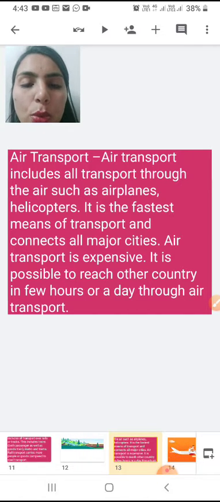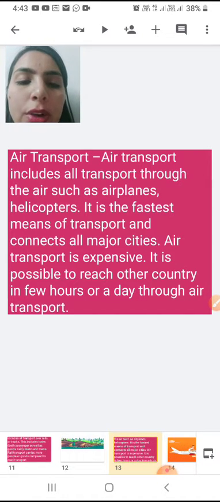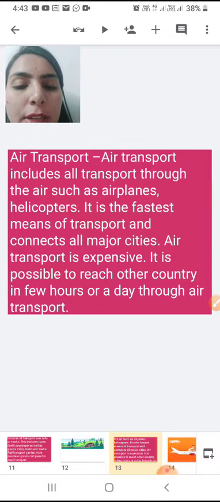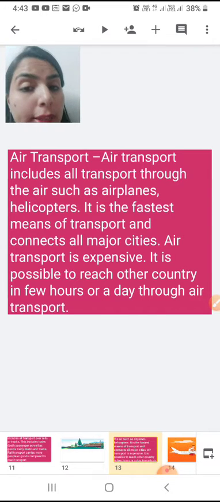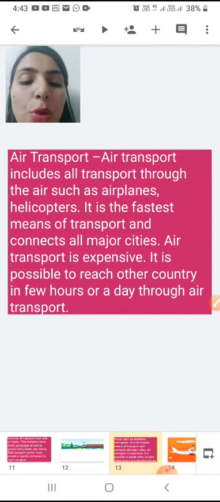Next is air transport. Air transport includes all transport through the air, such as airplanes and helicopters, and it is the fastest means of transport, which connects all the major cities. Air transport is expensive. It is possible to reach another country in a few hours or a day through air transport.